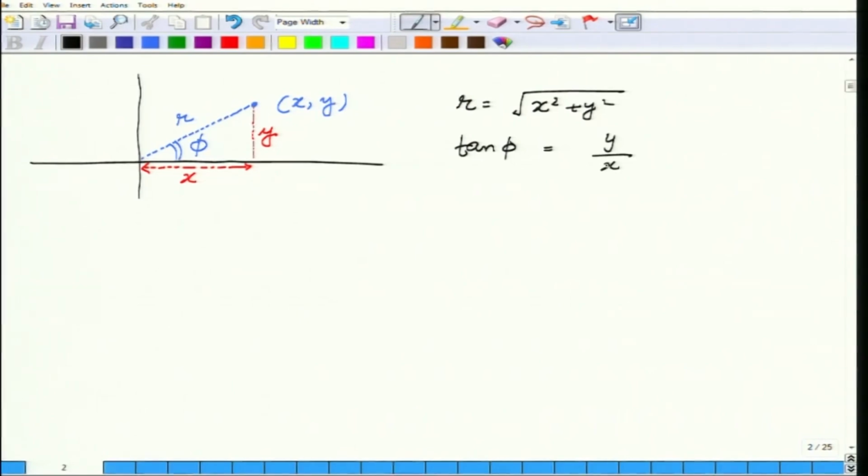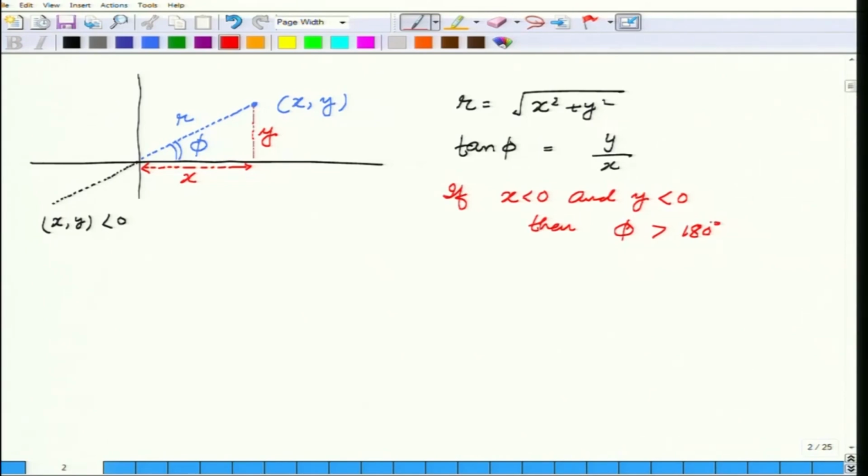Keep in mind, if I go to the other side, that is in the third quadrant, both x and y are less than 0. Therefore, tangent phi is going to come out to be positive again. So, we should also write here, if x is less than 0 and y is also less than 0, then phi is greater than 180 degrees, although tangent phi will come out to be positive.